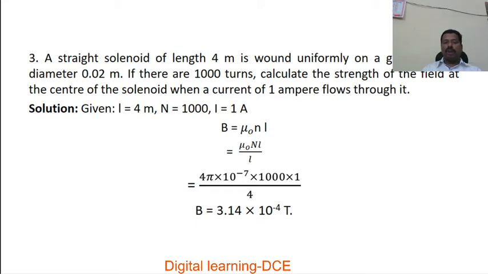B is equal to mu naught n I, where n is the number of turns per unit length, that is small n is equal to capital N divided by L, where capital N is the total number of turns in the solenoid divided by total length. Then mu naught N I by L. Again, there is a mistake here: it is mu naught N I by L, not mu naught N I. Again, substitute the values. 4 pi into 10 power minus 7 into 1000 into 1 divided by 4. Length is 4 meter. Then the value of magnetic field is found to be 3.14 into 10 power minus 4 Tesla.